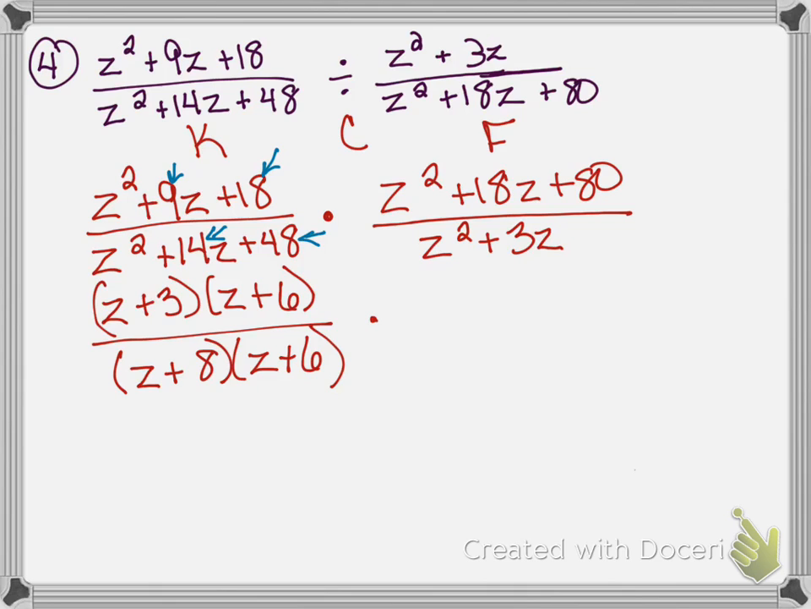Okay, our next one, we have a product of 80, a sum of 18. What are my numbers? 10 and 8. Good. So I have z plus 10 and z plus 8. My denominator, you might initially think, oh, I can't do anything with that, but I can. What can I take out? Z. Excellent.